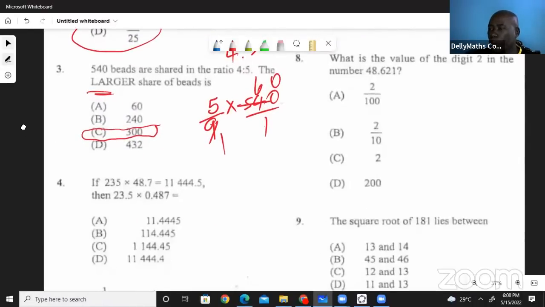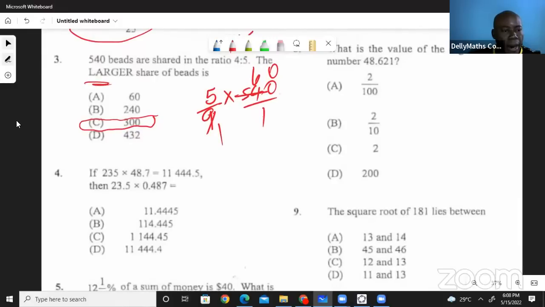All right, let's jump onto number 4. So number 4 says 235 times 48.7 gives us 11,444.5. Here they are asking us what would 23.5 times 0.487 give. For this question, we're not expecting you to work out anything. We're expecting you to understand your decimals: when you multiply with decimals, how many digits are behind the decimal point. So that's what we're looking for here.